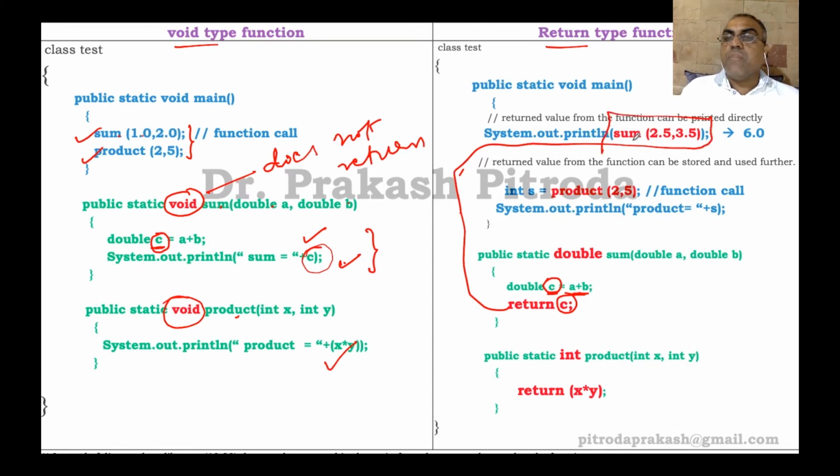So for example, if I'm calling a function sum 2.5 comma 3.5, this function is called here, 2.5 and 3.5 is supplied or handed over here. Their total is found, that's 6.0. This means return C, the value of C goes back and this entire call becomes 6.0. It's the job of a print statement to print that onto the screen. So return type supplies the value back.